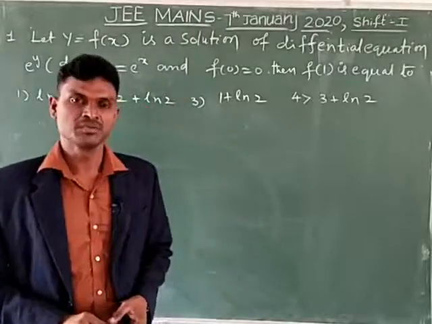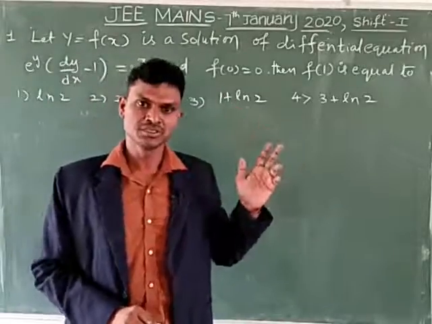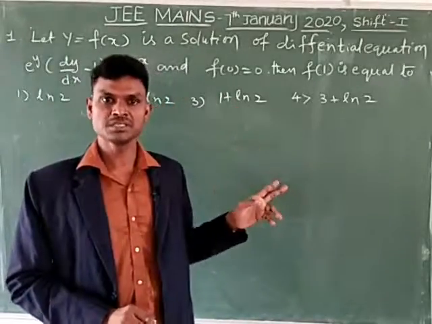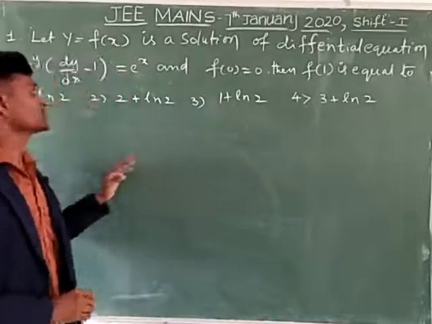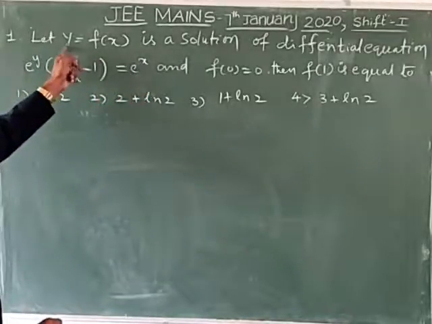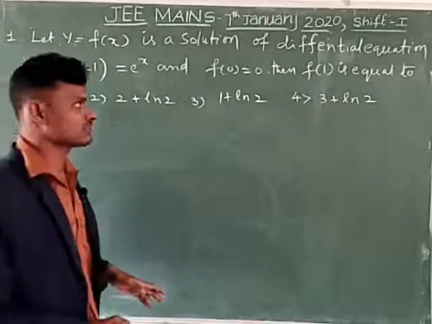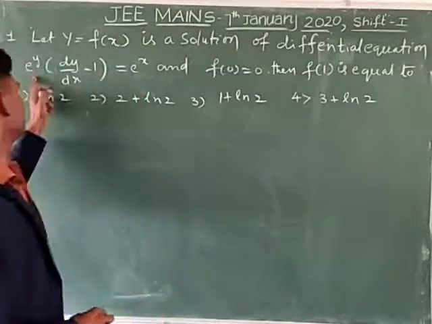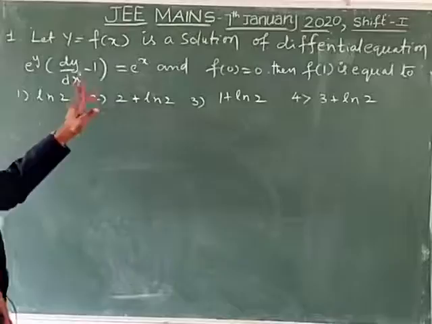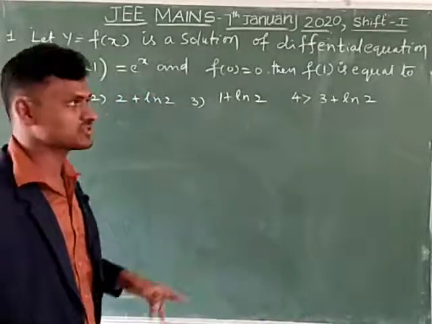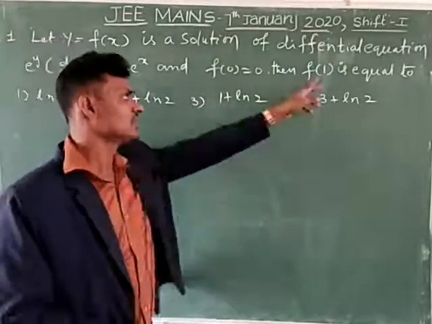Today I have to discuss the JEE 2020 January 7th first shift paper. Your first question: let y equals f of x be a solution of the differential equation e to the power y into (dy by dx minus 1) equals e to the power x, and f of 0 is equal to 0. Then find the value of f of 1.